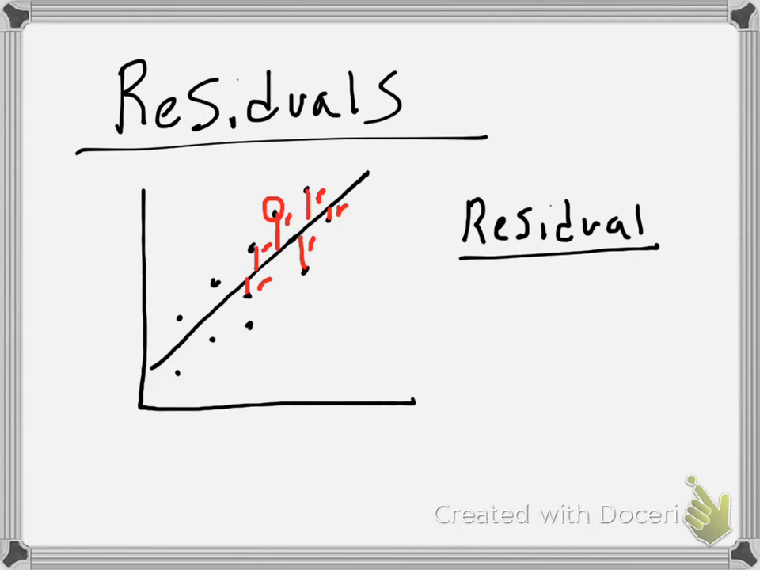Now I'm not going to draw every single one, but a residual is the distance between the actual value, which is the actual data point, and the predicted, which is from the line of best fit. So a residual is actual minus the predicted. Now, when I'm talking about actual, again, actual just means it's a point on the graph.